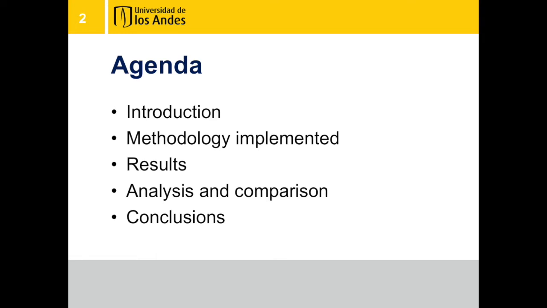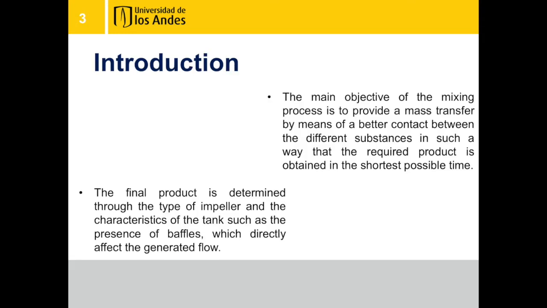Mixing and agitation are two of the most important operations of liquids in many types of industries such as pharmaceutics, food, and more recently biotechnology. The main objective of the mixing process is to provide a mass transfer by means of a better contact between the different substances in such a way that the required product is obtained in the shortest possible time. The final product is determined through the type of impeller and the characteristics of the tanks, such as the presence of baffles, variables which directly affect the generated flow.